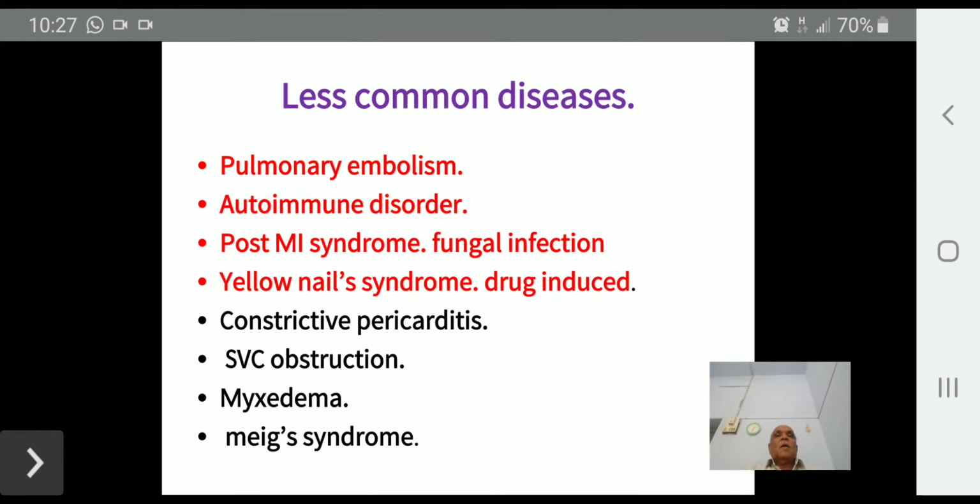Now the less common causes: pulmonary embolism, autoimmune diseases like rheumatoid arthritis and systemic lupus erythematosus, post-myocardial infarction syndrome, fungal infection, yellow nail syndrome, and sometimes drug induced. In the case of constrictive pericarditis secondary to tuberculosis etiology, it may produce the effusion also. When there is superior vena cava obstruction, edema, Meigs syndrome also produce the pleural effusion.